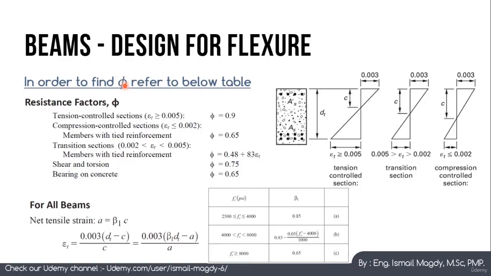So how do we get phi, which is the strength reduction factor? While we were discussing the approach of the code, we discussed the reduction factors, that they are different between tension controlled sections, compression controlled sections and transition sections, and also for shear and for bearing. For tension controlled, phi equals 0.9. For compression controlled, it equals 0.65, while for transition sections, it equals 0.48 plus 83 epsilon t, where epsilon t is the strain of the steel.